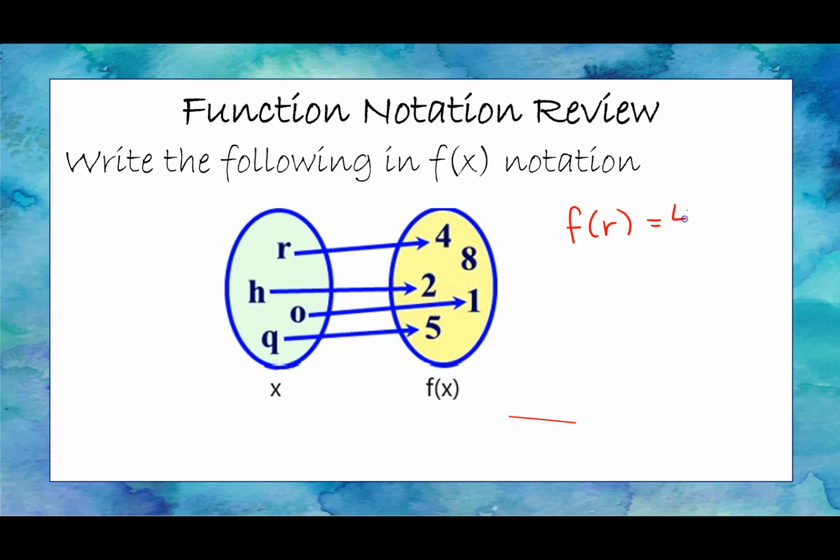Well, he spits out a 4. See how r goes to 4? Then we'd have f of h go to 2, f of o go to 1, and f of q go to 5. So these are all my x values right here, and you can think of these as your f of x or your y values.